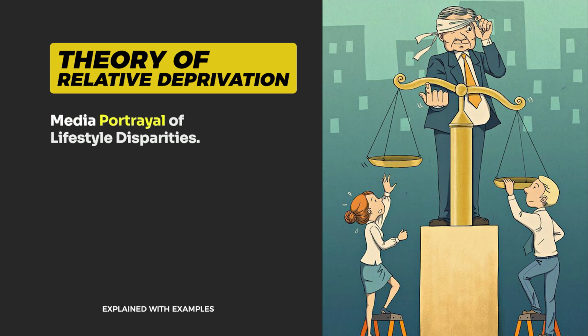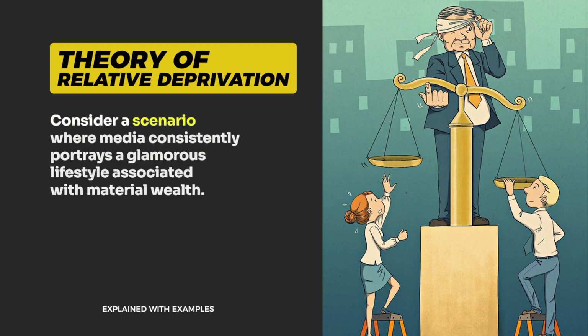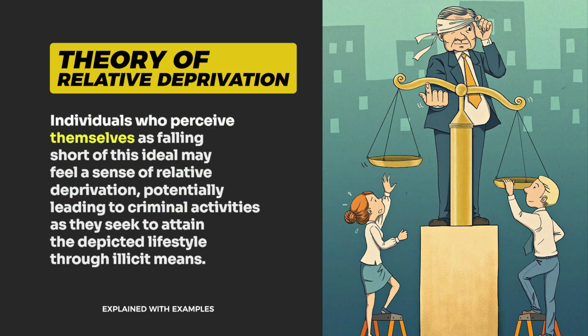Example: media portrayal of lifestyle disparities. Consider a scenario where media consistently portrays a glamorous lifestyle associated with material wealth. Individuals who perceive themselves as falling short of this ideal may feel a sense of relative deprivation, potentially leading to criminal activities as they seek to attain the depicted lifestyle through illicit means.